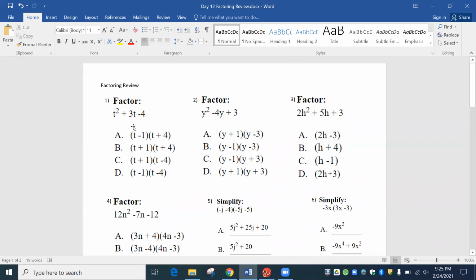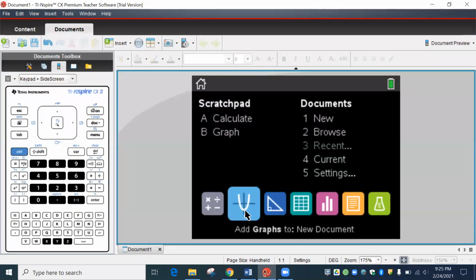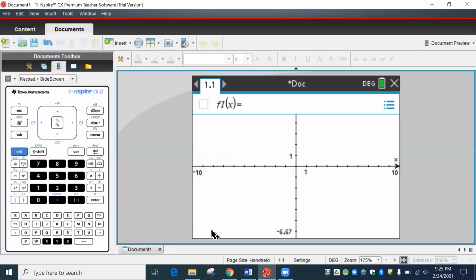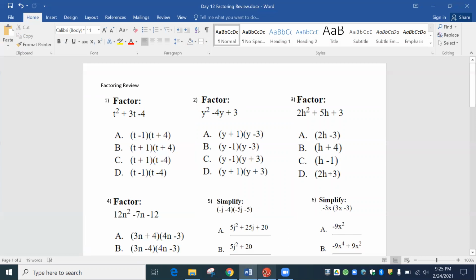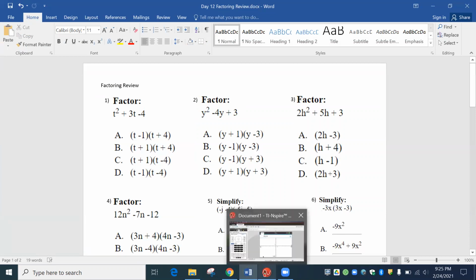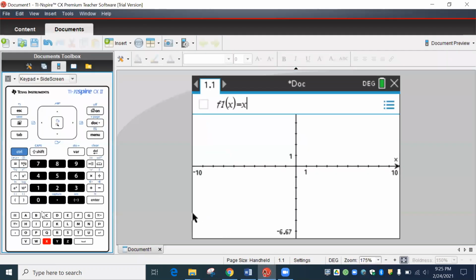So first off, we have a new rule that says anytime we do not see an equal sign, we can type this into graphs. Now, when we type it into graphs, we can't use the letter T. We have to use the letter X. And so be careful there. So since I don't have the paper with me, I'm going to have to go back and forth. So we got x squared plus 3x and minus 4.